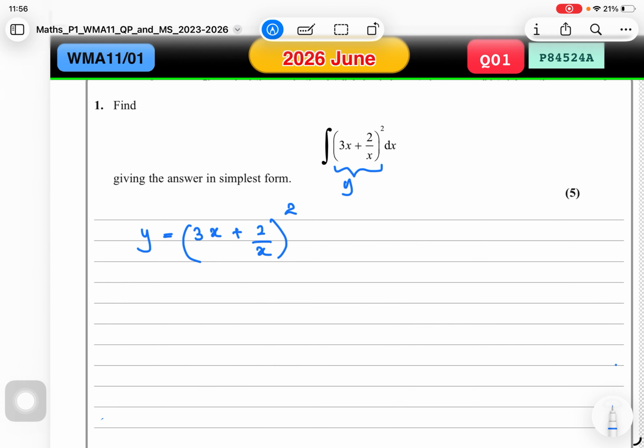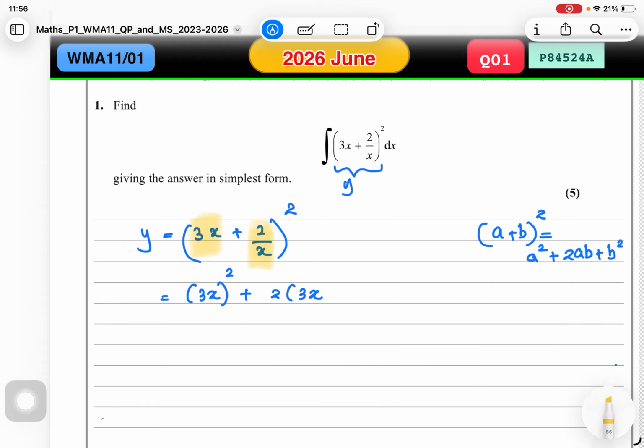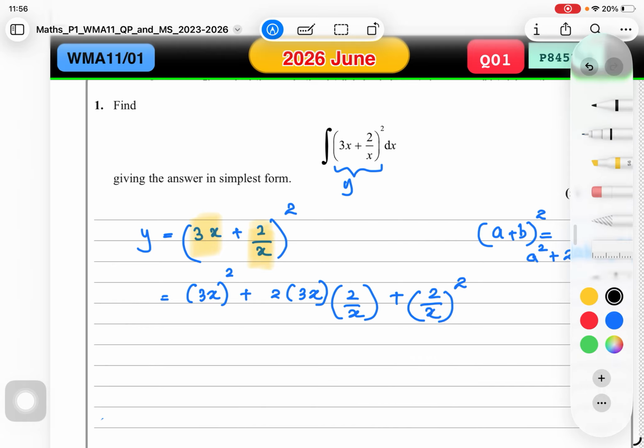We know when we have a square term, if we see (a plus b) whole thing squared, that will give you a squared plus 2ab plus b squared. So similarly here we get (3x) squared plus 2 into the first term 3x times the second term 2 divided by x, plus (2 divided by x) whole thing squared. So this is the first step.